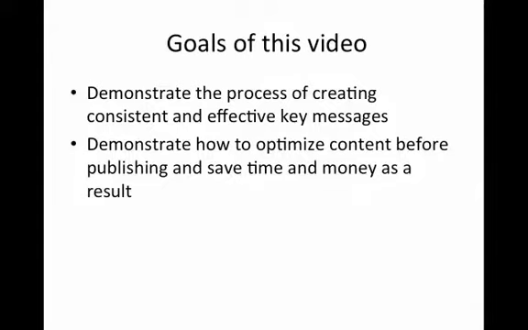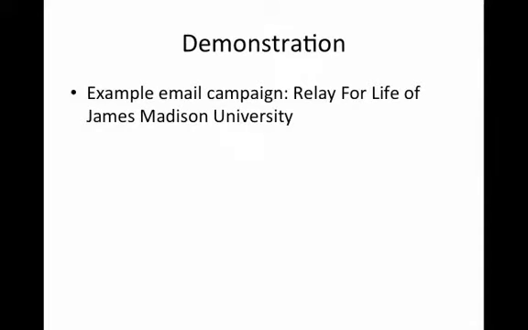Optimizing content allows content creators to use insight and analysis to create more effective campaigns. In this way, audiences can be targeted with special messages. This video will demonstrate the process by going through an example email campaign created for Relay for Life, the American Cancer Society's signature event that takes place annually in thousands of communities across the globe.